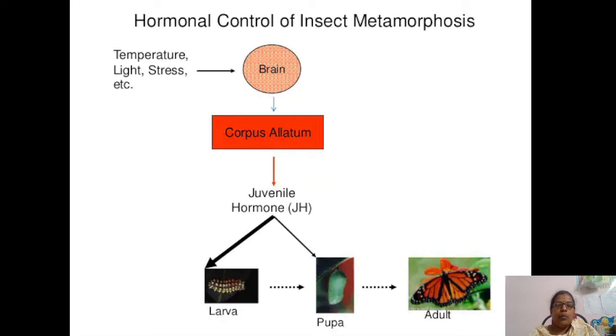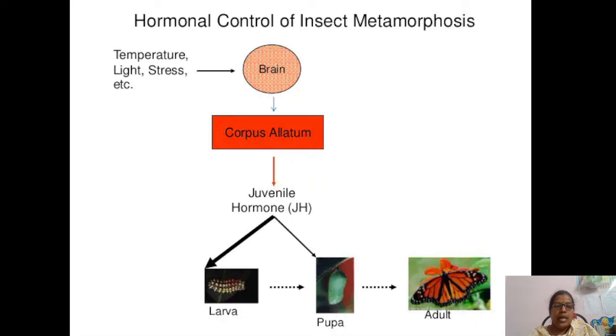This transformation from one stage to another is under the control of hormones. Whenever the insect is exposed to temperature, light, stress, etc., the brain releases the corpus allatum. This is a hormone gland. This corpus allatum will secrete juvenile hormone. So this is the part of the brain, corpus allatum, which will secrete the juvenile hormone. This juvenile hormone mainly helps to maintain the juvenile characters. If high levels of juvenile hormone are there, the larval life will be prolonged.